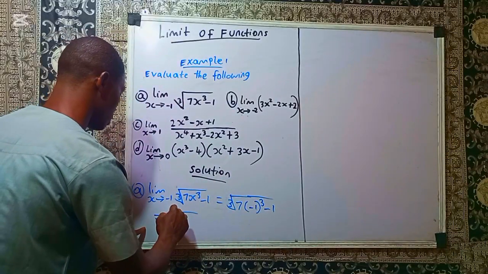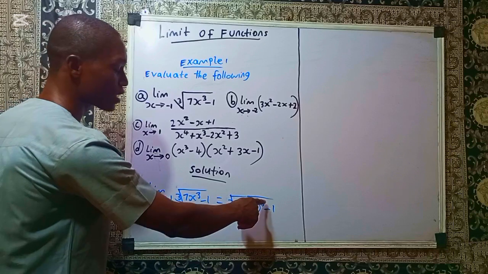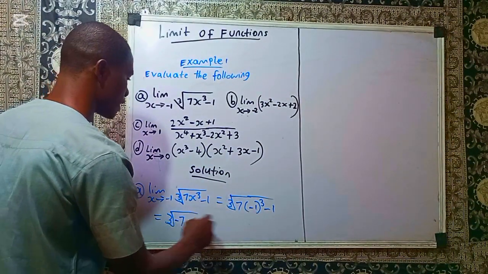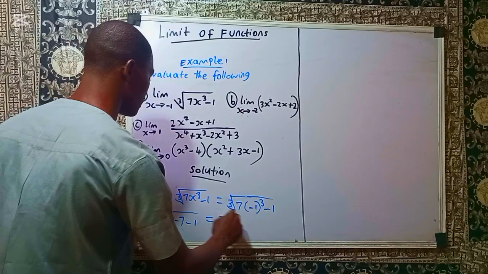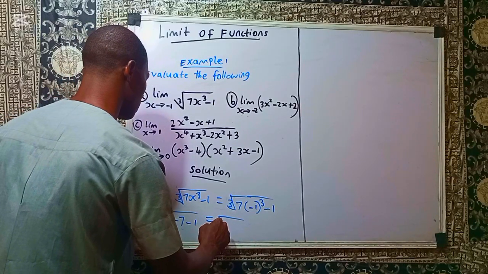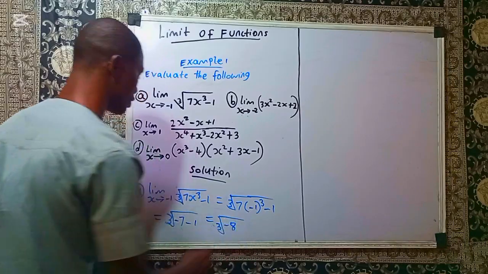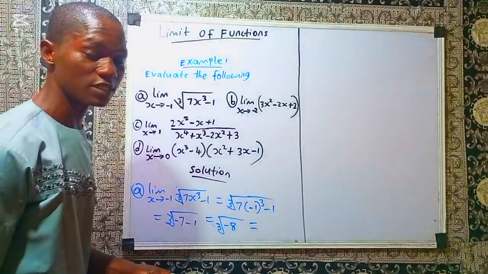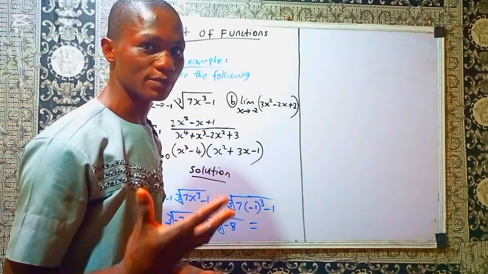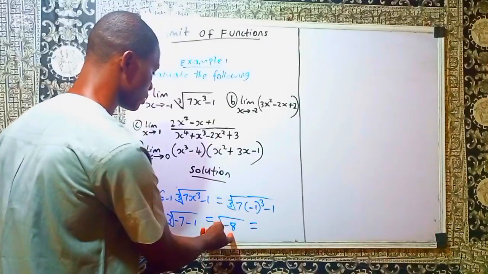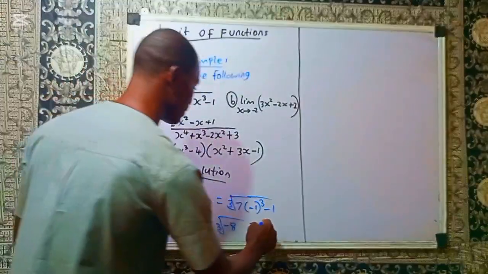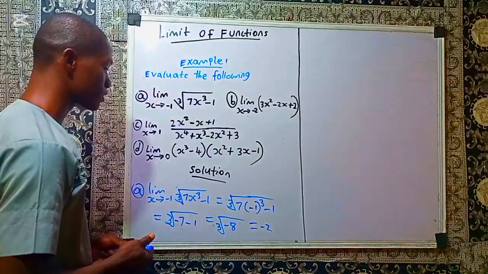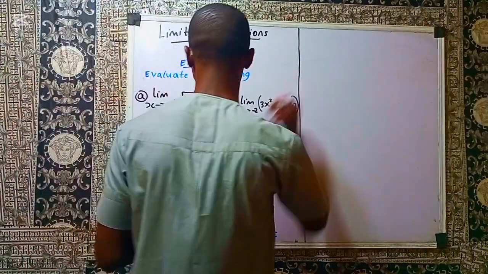This will be the third root of minus 1 raised to power 3, which is minus 1. Multiplying by 7, that will give you minus 7. Then we'll have minus 1. This gives the third root of minus 8, because minus 7 minus 1 is minus 8. Then the third root of minus 8 is just that number you multiply by itself 3 times to give you minus 8. So the answer is minus 2, because minus 2 times minus 2 times minus 2 gives you minus 8. This gives us the answer to question A.